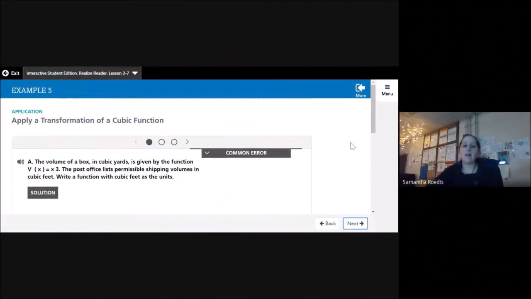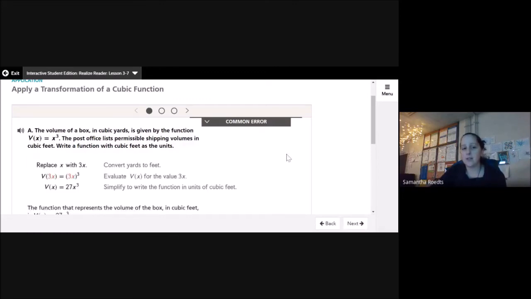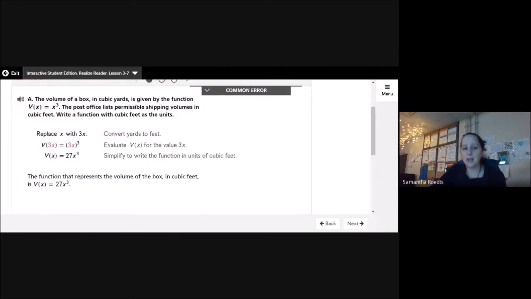All right, example 5, apply a transformation of a cubic function. The volume of a box in cubic yards is given by the function v of x equals x cubed. The post office lists permissible shipping volumes in cubic feet. Write a function with cubic feet as the units. So I'm going to replace x with 3x. Okay. So I'm going to convert the yards to feet.